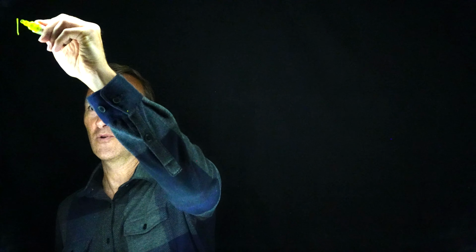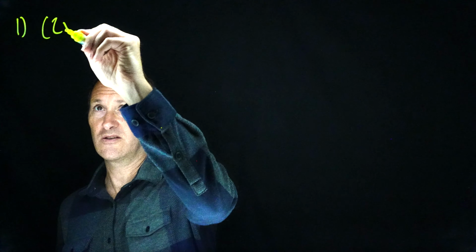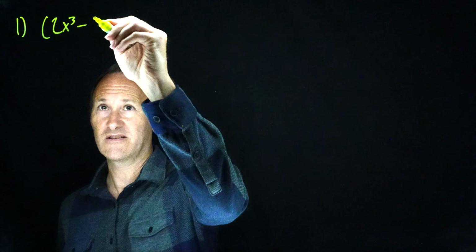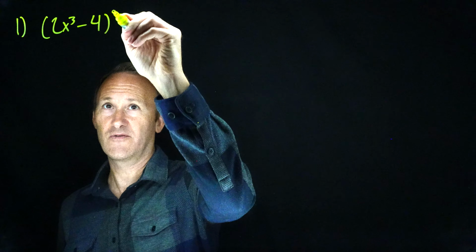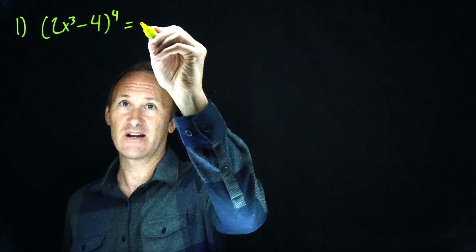Let's look at some more examples of the chain rule. Okay, number one, let's start with 2x cubed minus 4, all to the 4th power. Let's say this is y and we need dy dx.